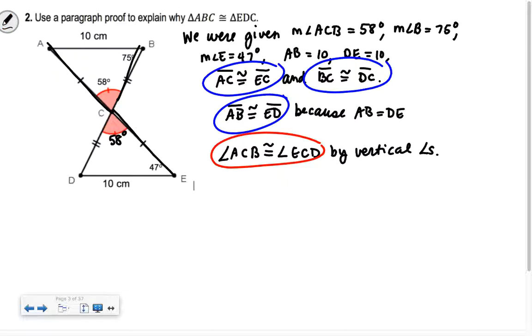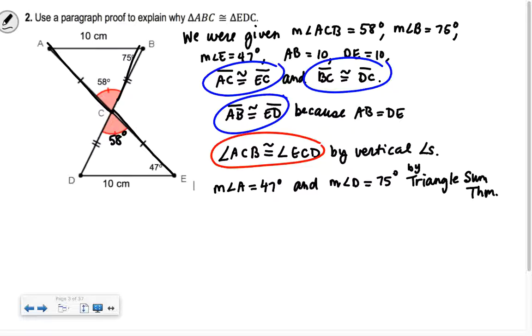Okay, can we find some measurements? So the measure of angle A has to be what? 47. And the measure of angle D has to be 75. Why is that true? Why do we know those have to add up to be what they are? Because we know that triangles have a sum of 180. That's the triangle angle sum theorem. We'll just call it triangle sum theorem. So by triangle sum theorem.